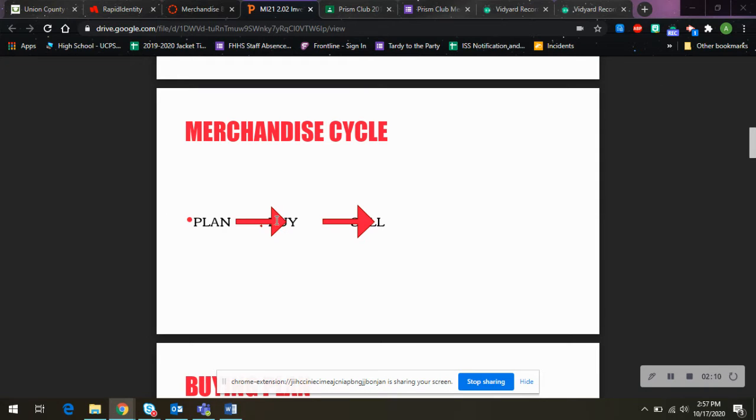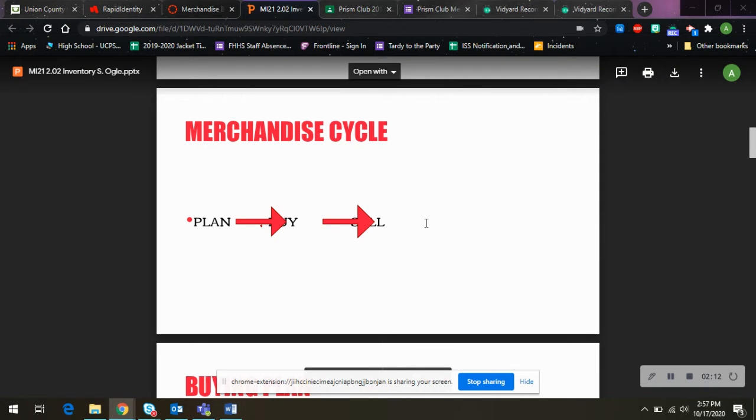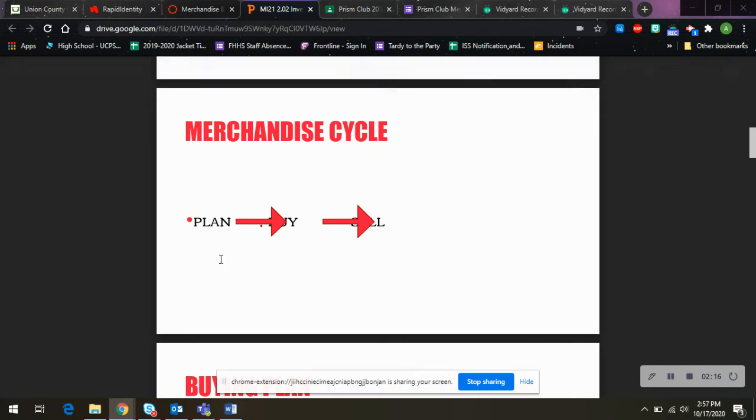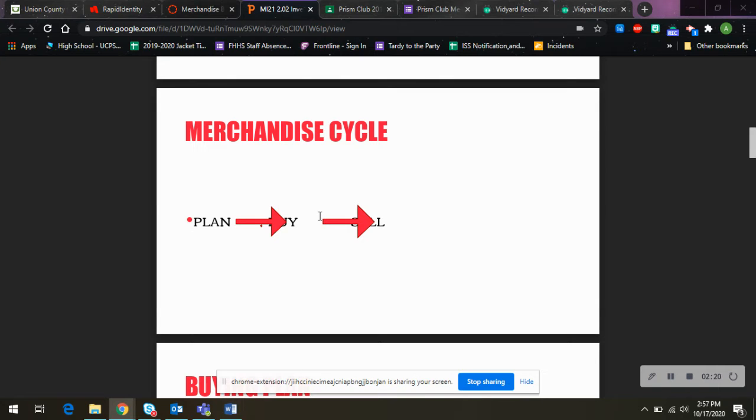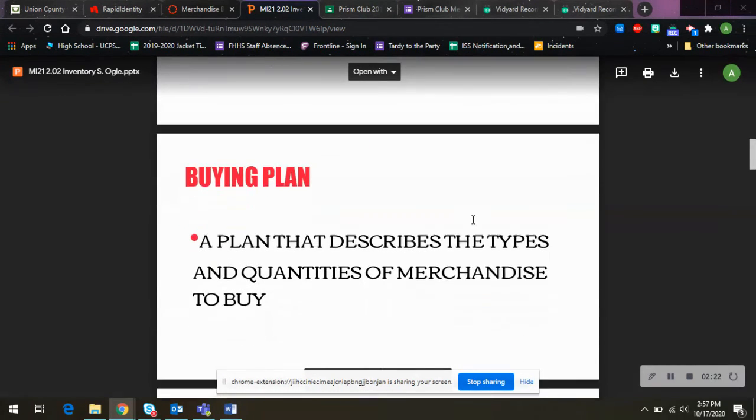The merchandise cycle, which I thought that I moved these arrows and I guess I didn't, is they plan, they buy, and then they sell. And I hopefully will move these. I will remember to move these arrows before you have to watch this. But the company will plan what they want, they will buy what they want, and then they will sell it to you as a consumer.